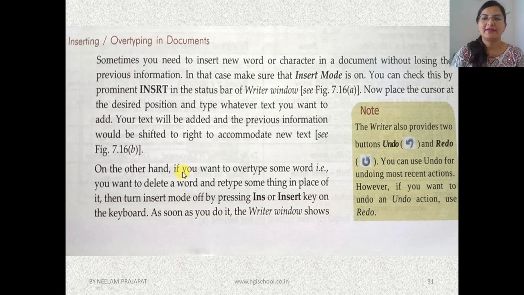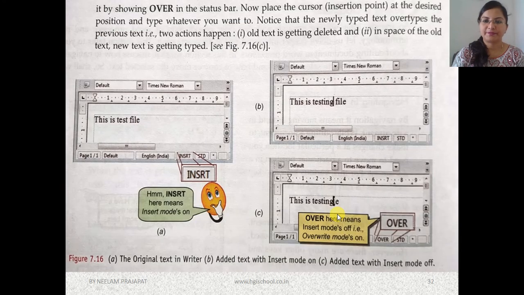On the other hand, if you want to overtype a word, that is, you want to delete a word and retype something in place of it, that means overtyping. If you have to change a word, then the mode should be toggled using the Insert key on the keyboard. As soon as you do it, the Writer window shows it in the status bar. Got it? Okay, this is insert.